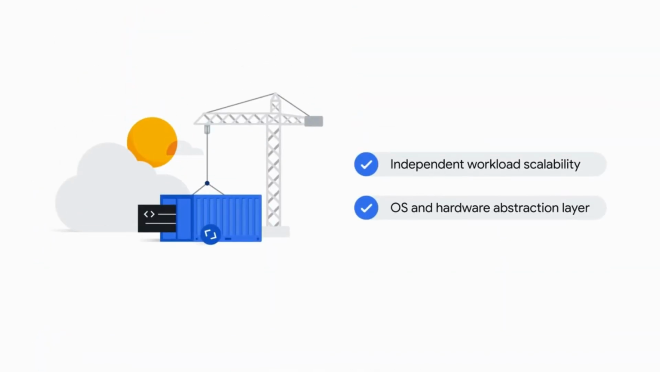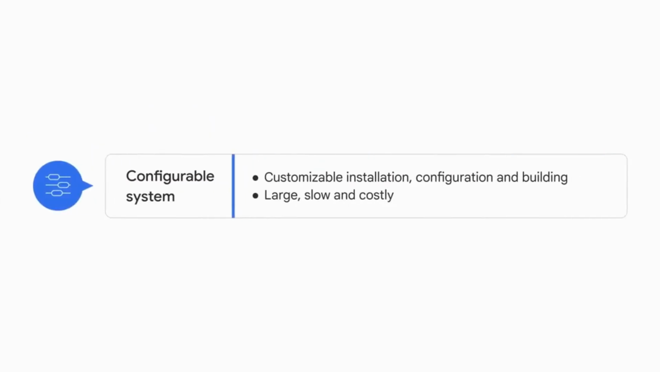The idea of a container is to give the independent scalability of workloads in PaaS and an abstraction layer of the OS and hardware in IaaS. A configurable system lets you install your favorite runtime, web server, database, or middleware, configure the underlying system resources such as disk space, disk I/O, or networking, and build as you like.